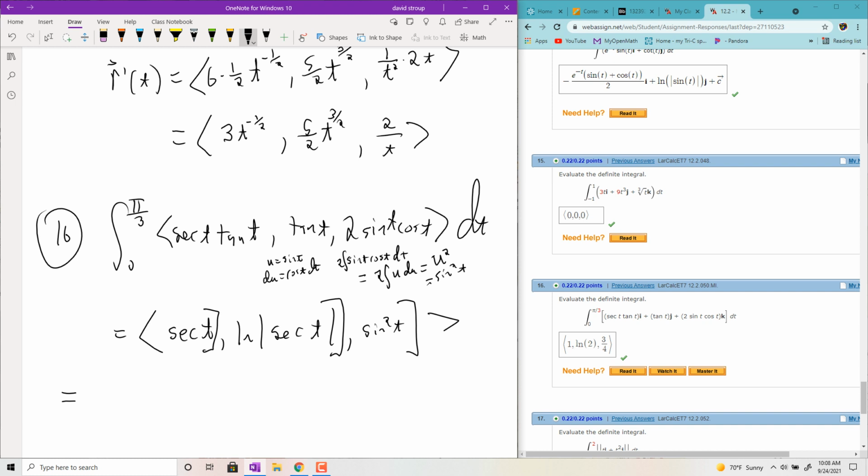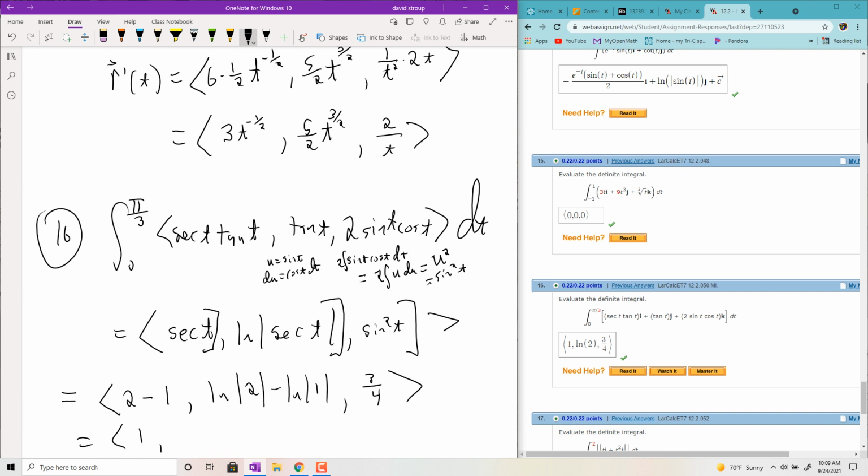Cosine of pi over 3 is 1/2, so 1 over 1/2 is 2. So you get 2 minus secant of 0. Cosine of 0 is 1, so secant of 0 is just going to be 1 as well. Then ln of the same sort of business, so ln of 2 minus ln of 1. And then sine squared of pi over 3. Sine of pi over 3 is root 3 over 2, so sine squared will be 3 over 4. And then sine of 0 is just 0, so you get that.